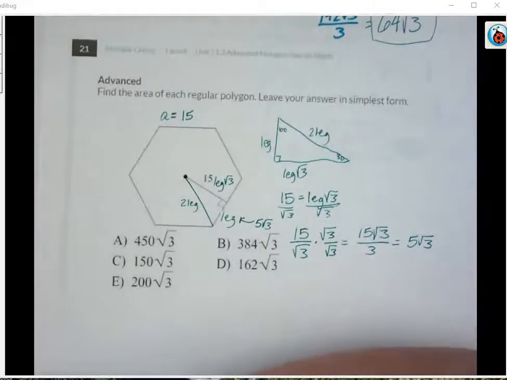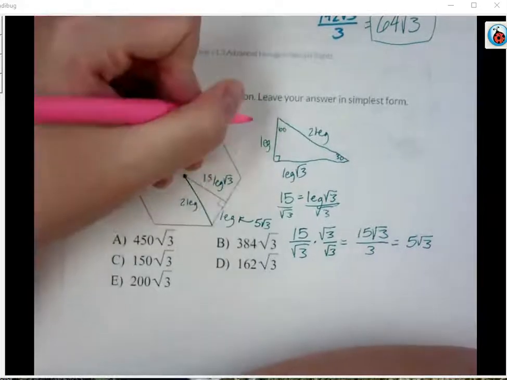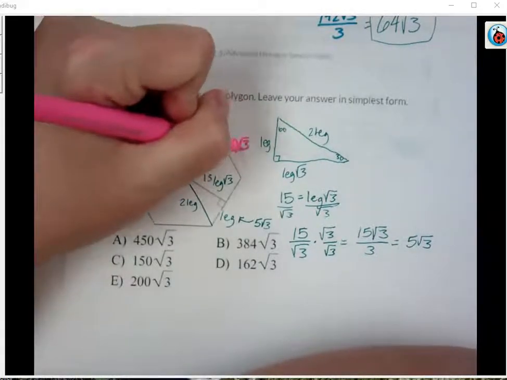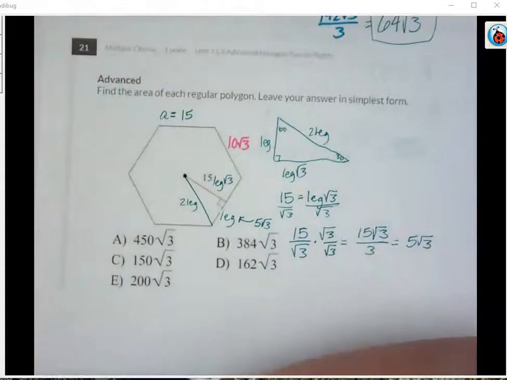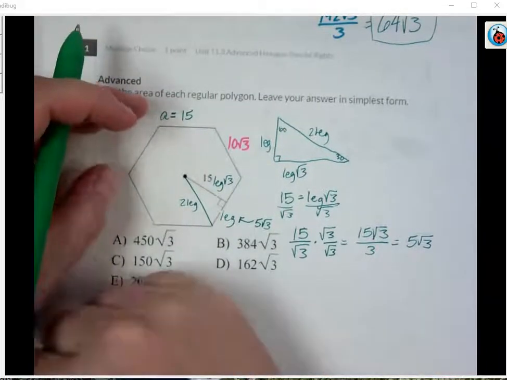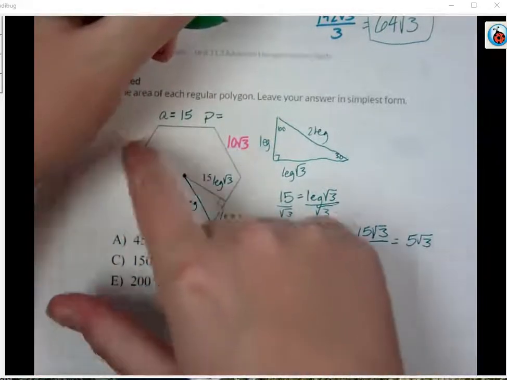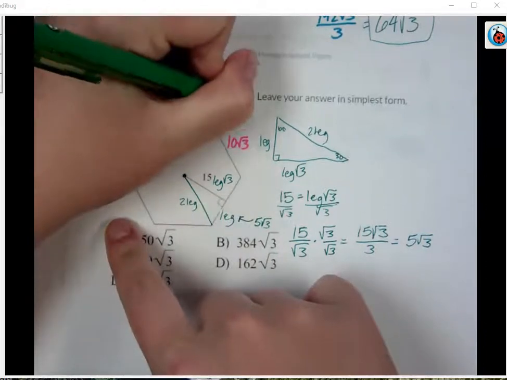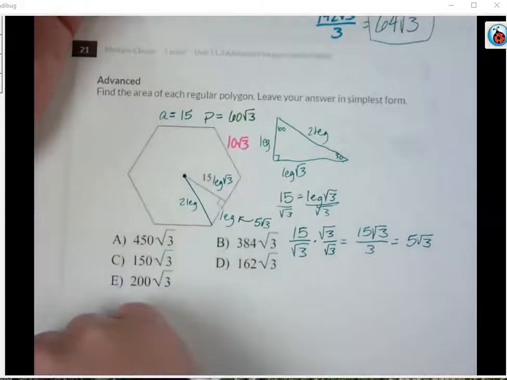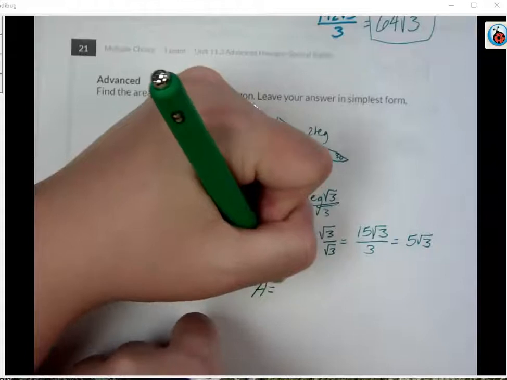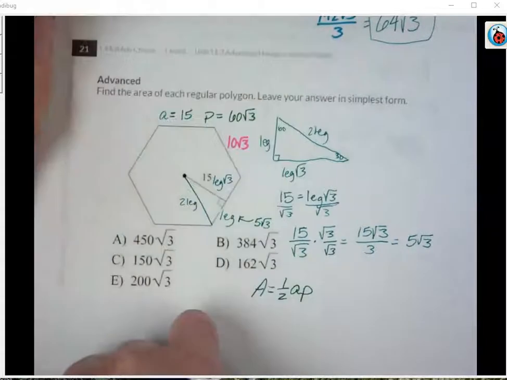So if half of one of the sides of this hexagon is 5 root 3, that means an entire side of the hexagon would be 10 root 3. So our perimeter is going to be 10 root 3 times 6 sides. So 60 root 3 will be the perimeter. And now we have everything we need. Our area is going to be 1/2 AP.